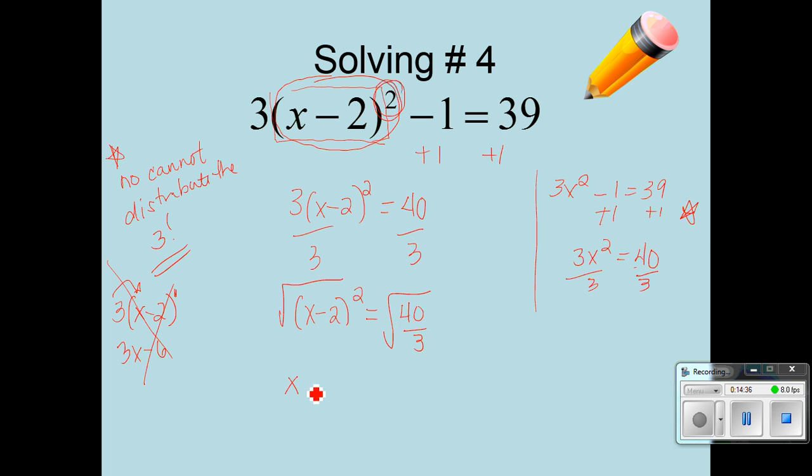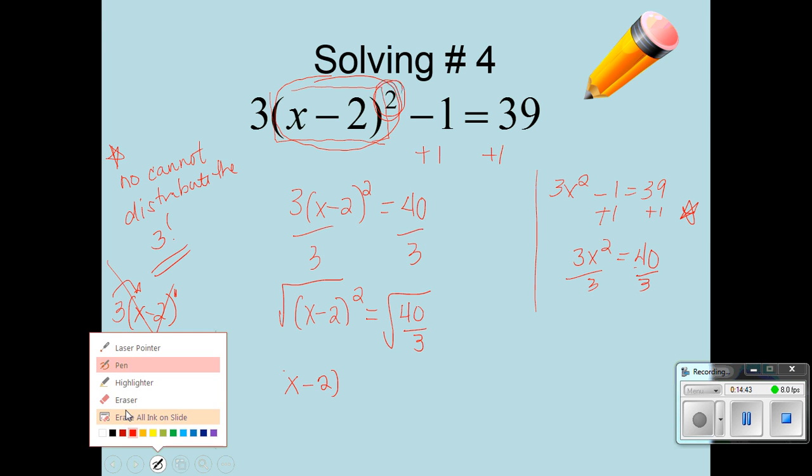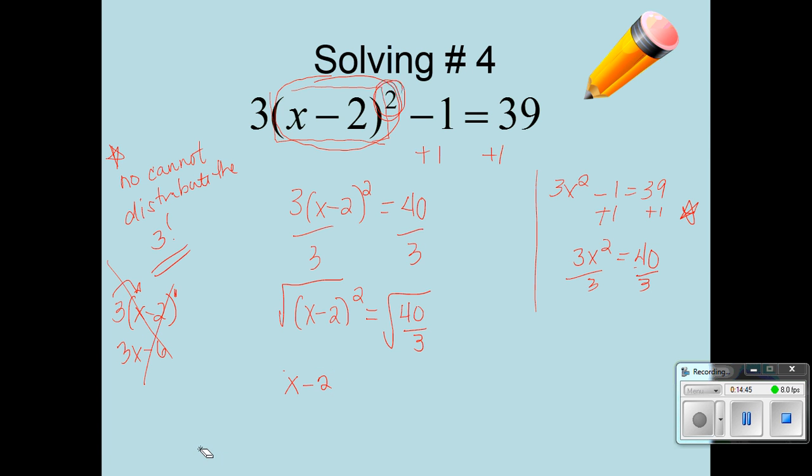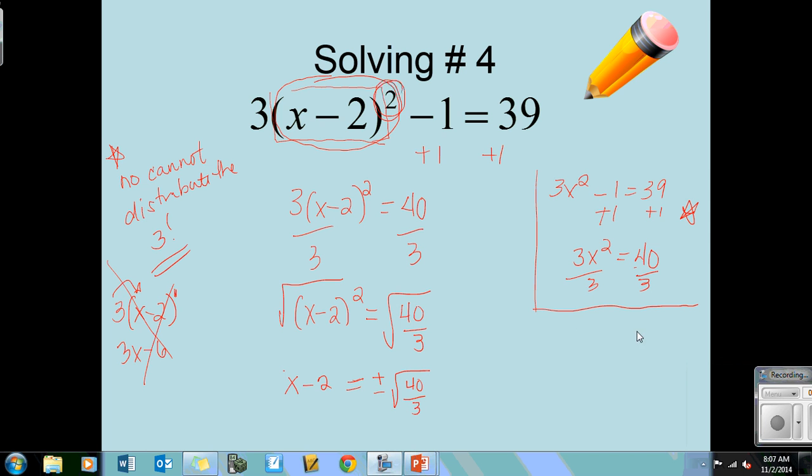And when we do that, we're going to get x minus 2. Okay, we don't need those parentheses anymore. So let me erase that little bit right there. And then we are going to say the other side is plus or minus the square root of 40 over 3. Now we need to rationalize that denominator because we can't take the square root of 40 over the square root of 3. So to rationalize our denominator, okay, we're going to do another sidebar over here. I need to move this out of the way.